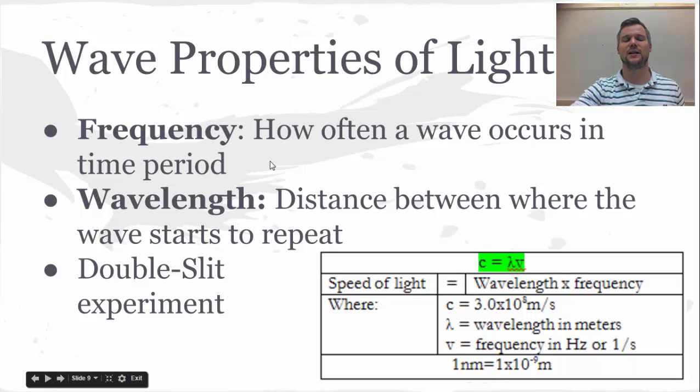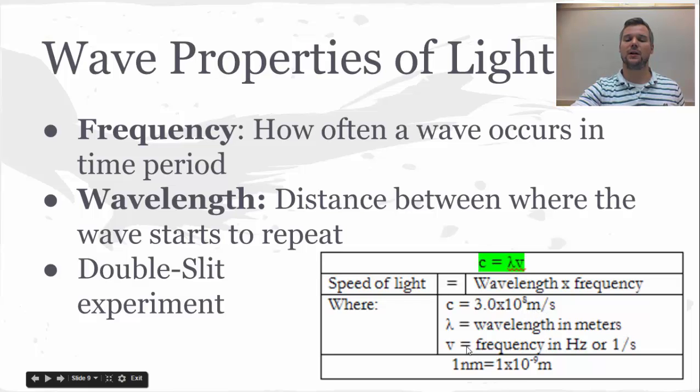We have an equation that fits nicely with the wave properties of light. It's c equals lambda nu. So this weird looking letter here is the Greek letter lambda, and then nu. C is the speed of light, which is a constant number. And lambda is the wavelength, measured in meters, and it has to be meters because our speed of light is measured in meters.